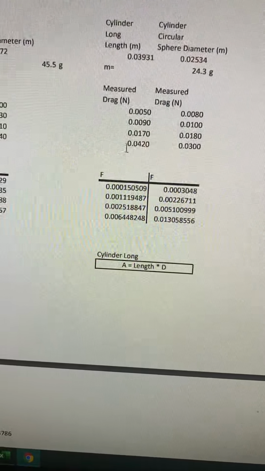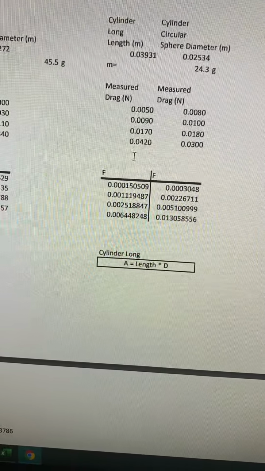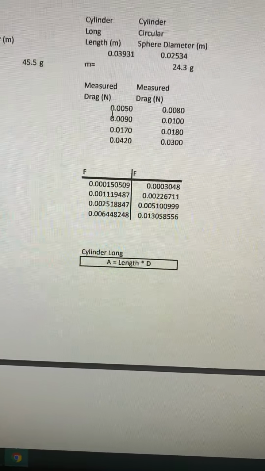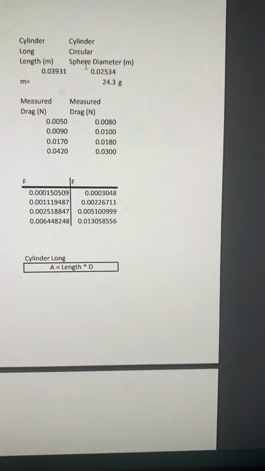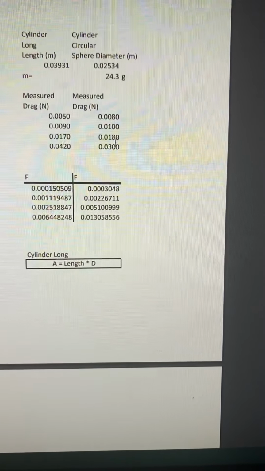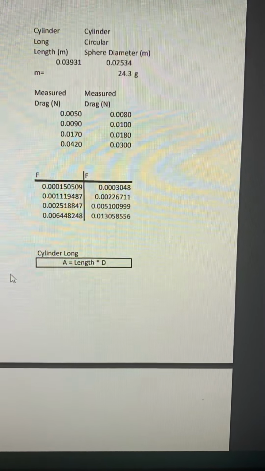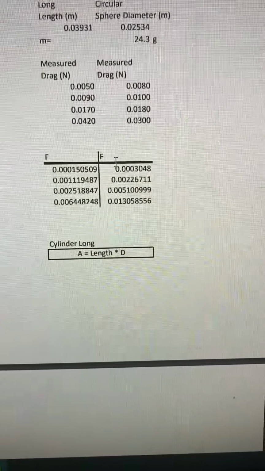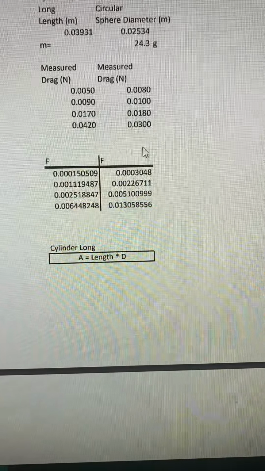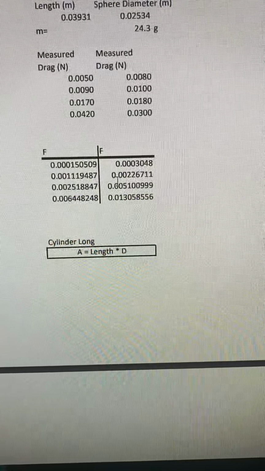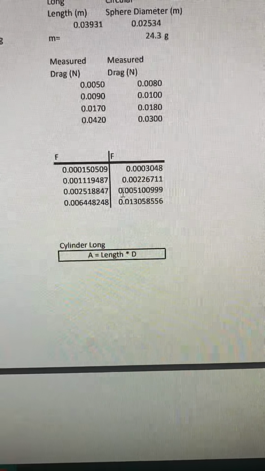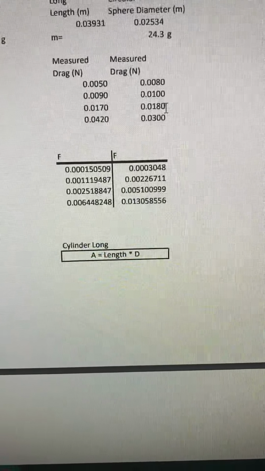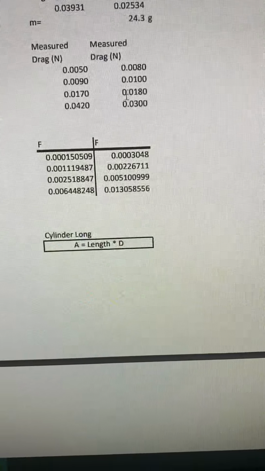So this is where it starts getting kind of funky, where the calculated forces are way off from the measured forces. Let me go to the circular sphere diameter, where we use the same equation as the sphere, which is pi times diameter squared. Some were pretty off. For example, this one, if you were to round it, would be 0.01. This one is 0.018, kind of close, but not really.